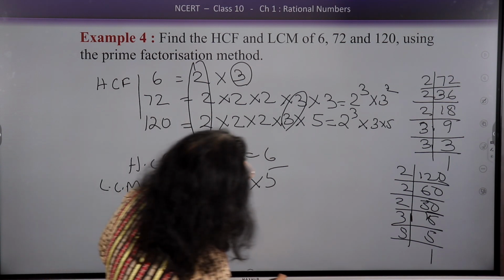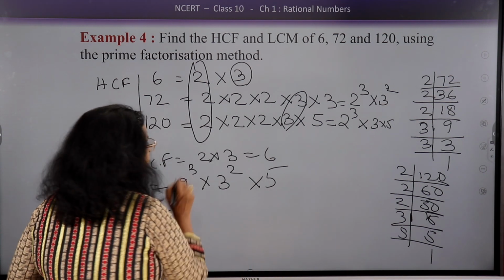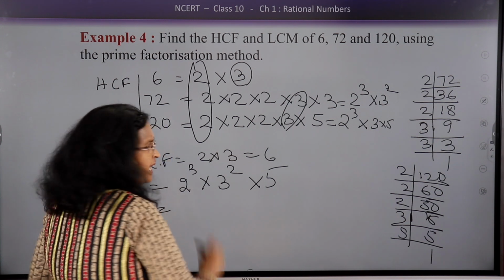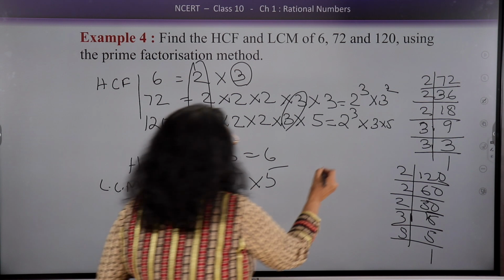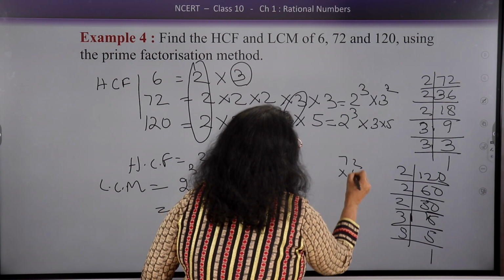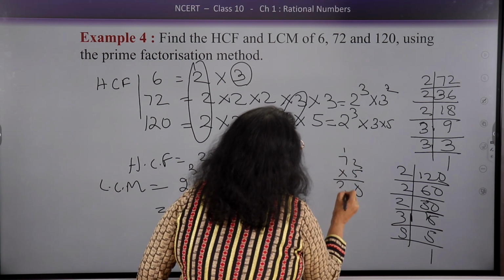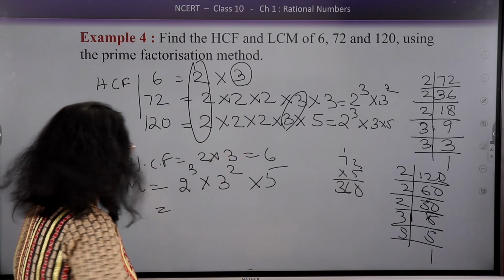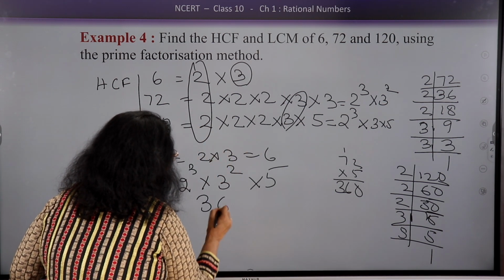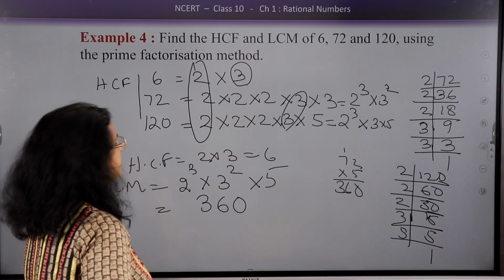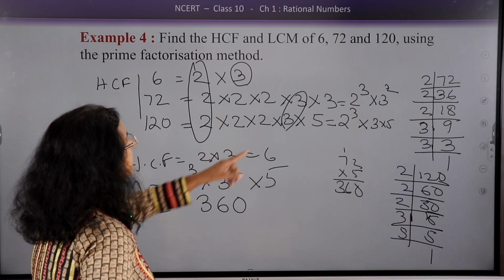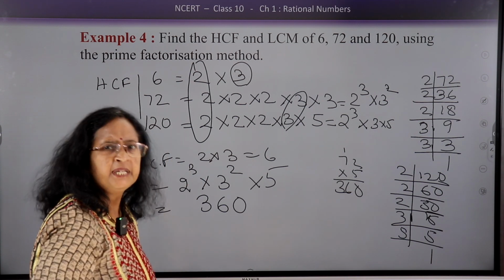All right? 2 cube is 8. 8 into 9, 72. Now 72 into 5, 360. Okay, now LCM is 360. So we have found out the HCF and LCM. HCF is 6 and LCM is 360.